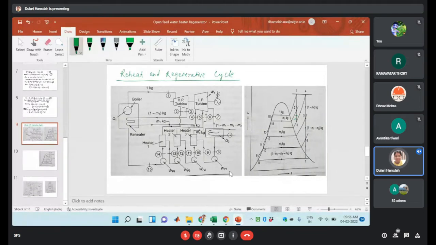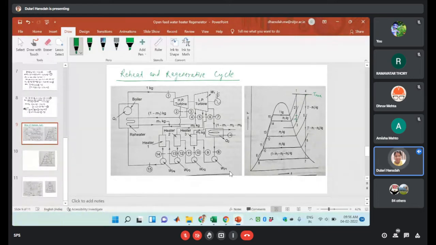Then what we are doing is reheating that steam in the reheater. Then it will go to the low pressure turbine. So 3 to 4 is the process of reheating. If you are observing, this is 3 and this one is 4. So 3 to 4 is the process of reheating. Here the reheating will be achieved up to the maximum cycle temperature, T max. So here T1 is equal to T4. In this case, the amount of mass is 1 minus m1.